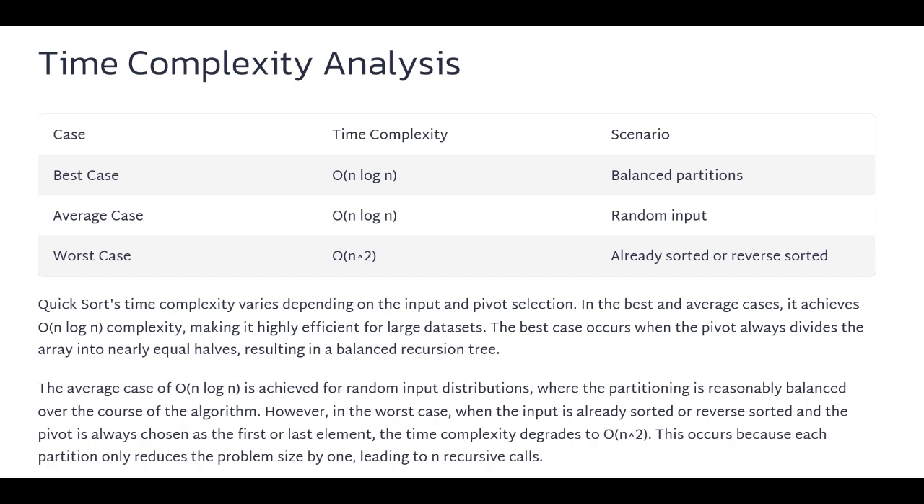However, in the worst case, when the input is already sorted or reverse sorted and the pivot is always chosen as the first or the last element, the complexity decays to order of n squared. This occurs because each partitioning only reduces the problem size by 1, leading to n recursive calls.